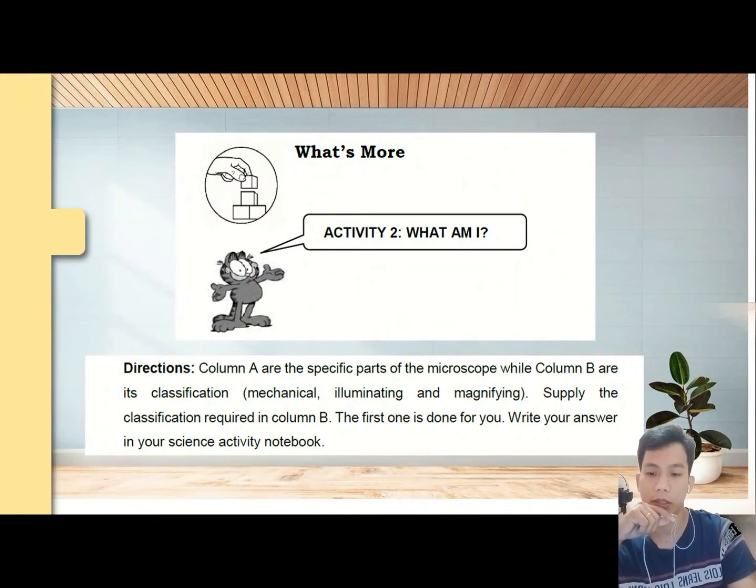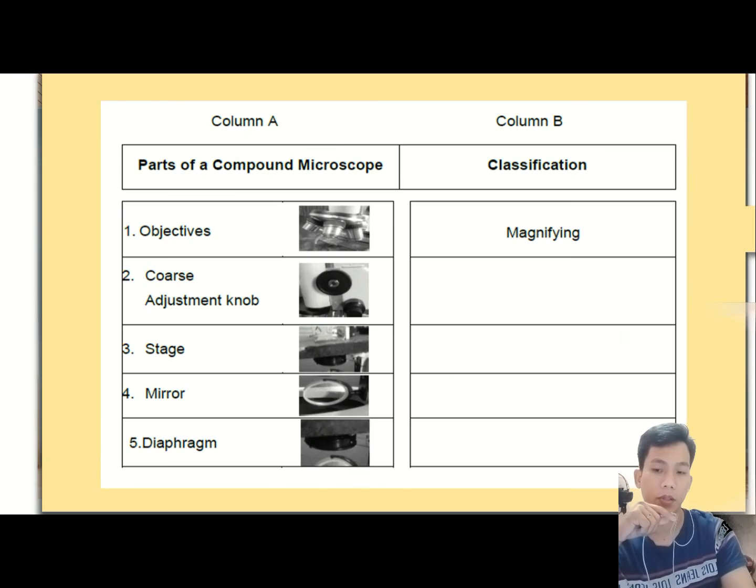Okay, so the next activity, what am I? Ang gagawin dito sa activity natin na what am I is, column A are specific parts of the microscope, while column B are its classification. So, ang gagawin natin is to classify kung ano ba yung mga parts of the compound microscope. Ano ba yung tatlong classification natin? One is the magnifying part, two is the illuminating part, and 3 is the mechanical part.